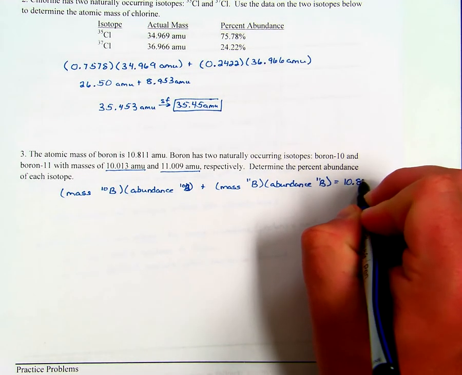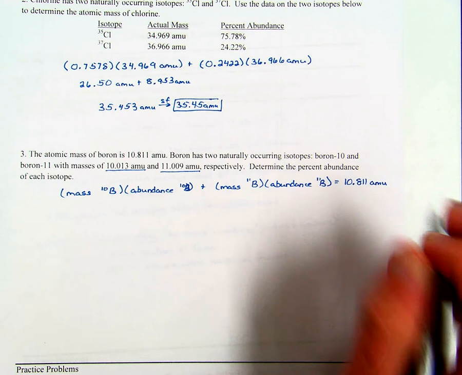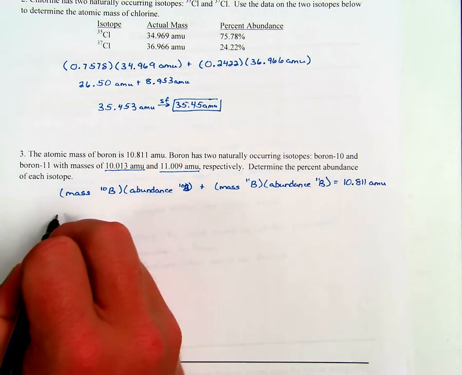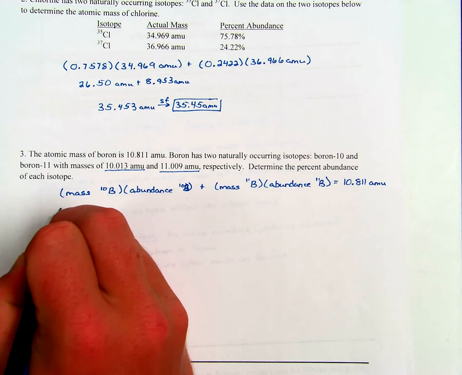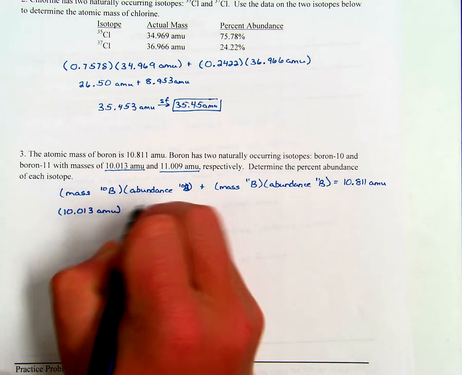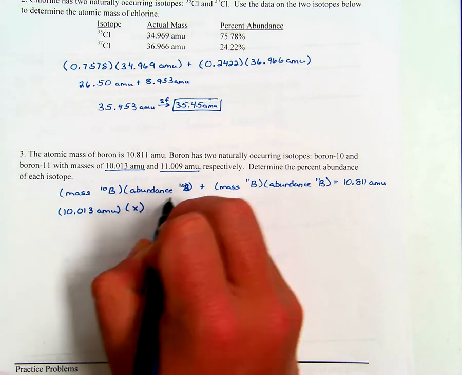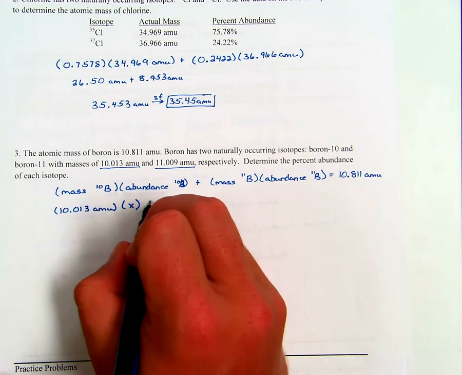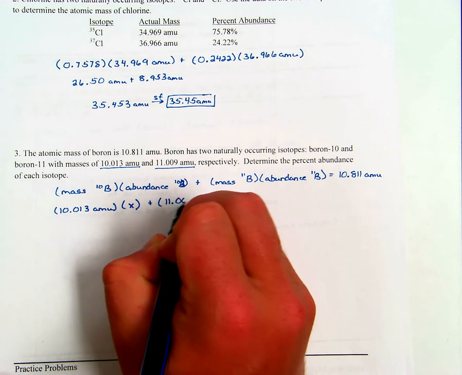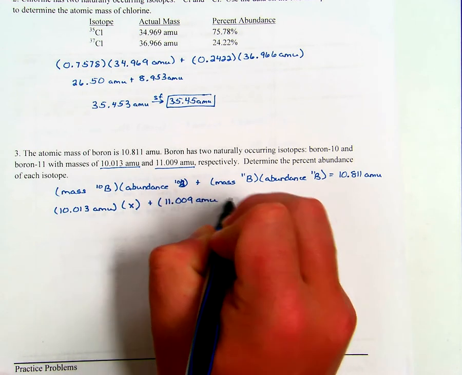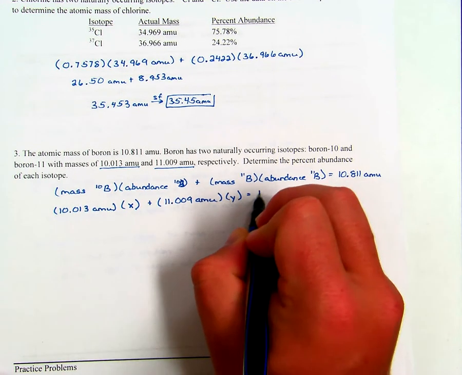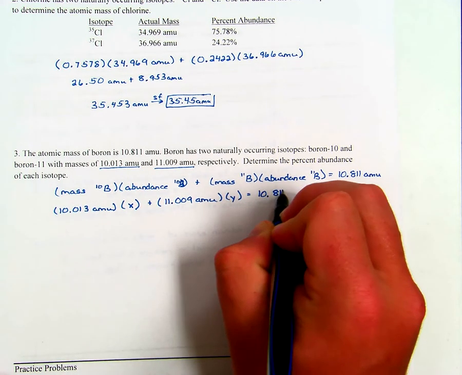Well, we're also given the masses of these things. We're told boron-10 has a mass of 10.013 AMUs, and I'm going to substitute in an X for the abundance of boron-10. Plus, I know the mass of boron-11 is 11.009 AMUs, and I'm going to substitute in a Y for the abundance of boron-11. That's going to equal 10.811 AMUs. So we can see here that we have two variables that we need to find, X and Y.